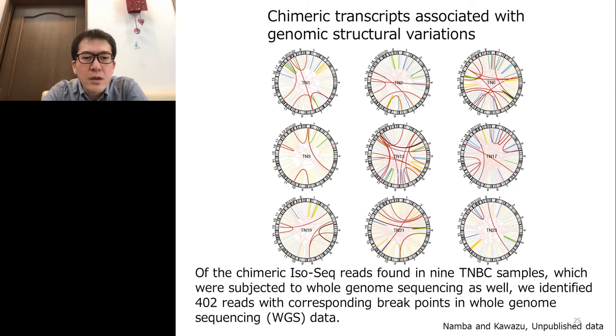Using short-read whole genome sequencing, you can quite accurately and sensitively detect breakpoints of structural variations. On the other hand, by using a long-read sequencer, you can accurately analyze the structure of fusion transcripts derived from such a rearranged genome. Of the chimeric Iso-Seq reads found in 9 TNBC samples, which were previously subjected to whole genome sequencing, we identified 400 reads with corresponding DNA breakpoints in whole genome sequencing data.